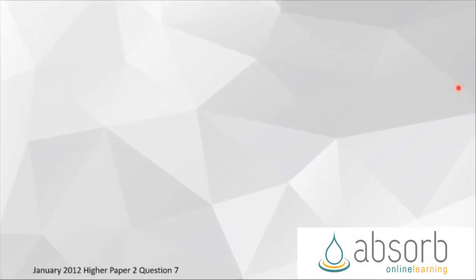Hi, in this video we're going to take a look at the Higher 2012 Paper 2 question 7. And we can see it's a question about prime factors. We've got to express 200 as a product of its prime factors.